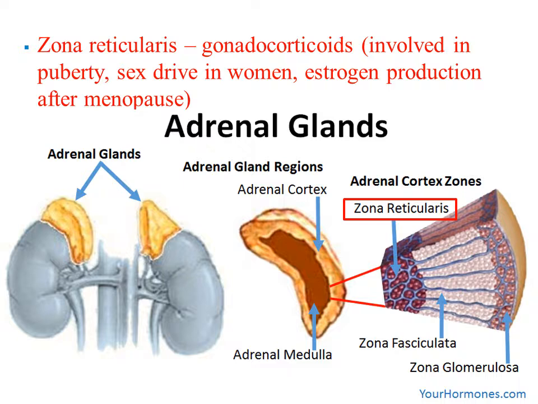The most interior of the three is the zona reticularis. This will produce the gonadocorticoids. These are involved in the development of puberty, sex drive in women, and estrogen production after menopause. So therefore, sometimes these individuals are having issues. It's because of the inadequate amount of cholesterol that is in their body. So therefore, they cannot make the appropriate gonadocorticoids.